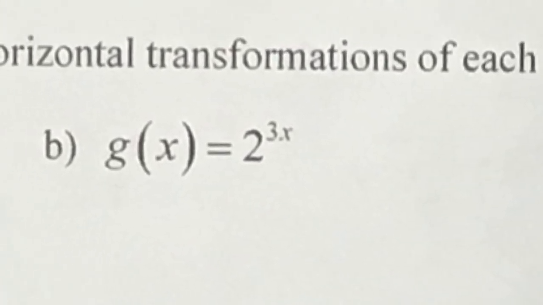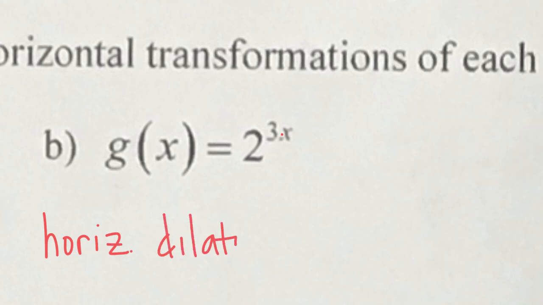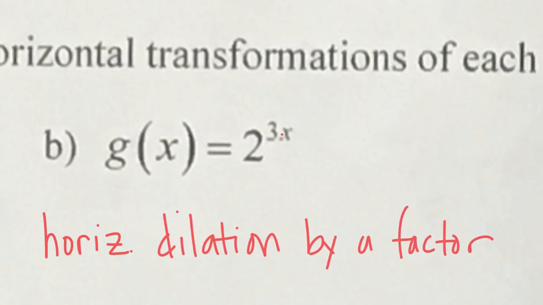Now we have 2 raised to the 3 times x power. So this becomes a horizontal dilation by a factor of, if it's multiplied by 3, then our dilation factor is 1/3. It's a fraction, 1 divided by 3. So it's division. Horizontal dilation by a factor of 1/3.